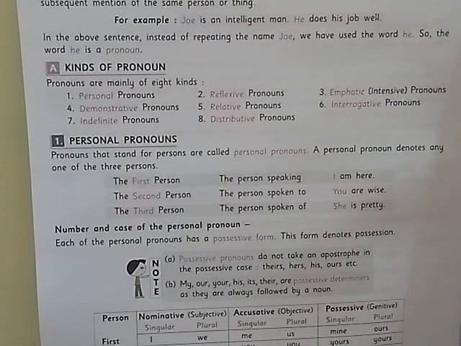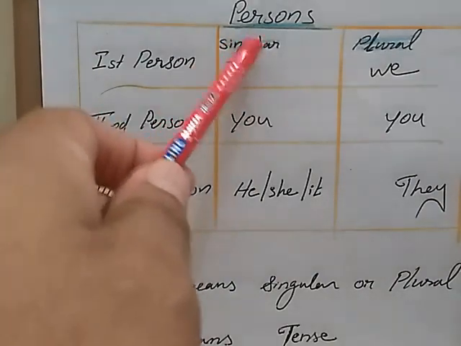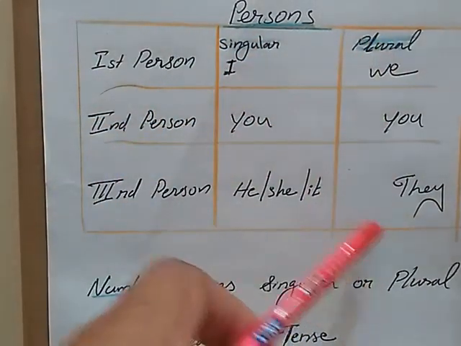Now I will just read what is given there in the text. Pronouns that stand for persons are called personal pronouns. A personal pronoun denotes any one of the three persons. I hope you still remember, in the first and the second sessions also we have discussed the persons. You can see the first person. Singular form is given here and the plural form is given here.